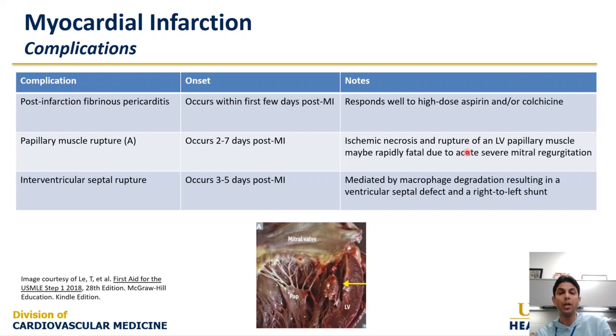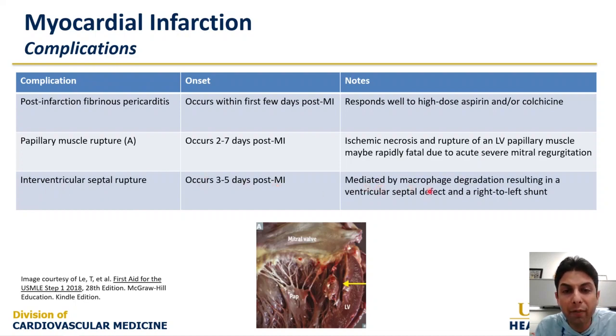We talk about the posterior medial and the anterior lateral papillary muscles. And it's the posterior medial papillary muscle that we get most concerned about because it has a single coronary artery supply, typically the right coronary artery, and that can be associated with papillary muscle rupture and this phenomenon as we just mentioned. Now, interventricular septal rupture occurs 3 to 5 days post-MI.